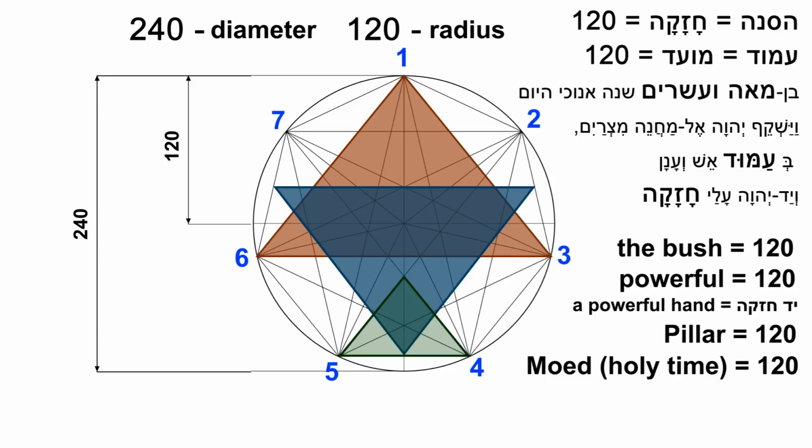All these keywords relate to the same historical context, the sons of Israel in ancient Egypt. Moses and his visions, the burning bush, the tent of holy times built in the desert, the powerful hand and the pillar accompanying Exodus day and night.